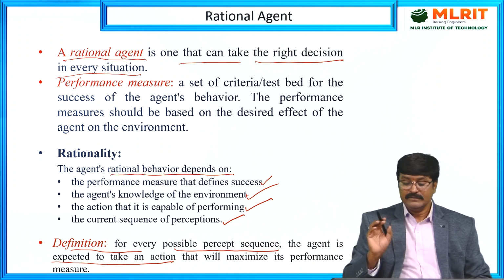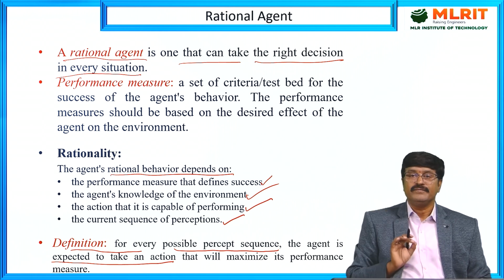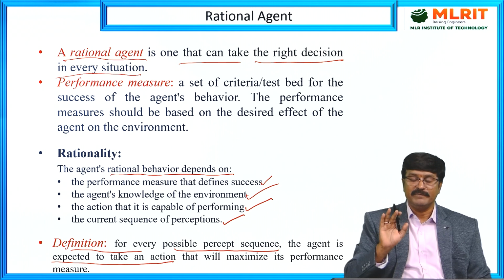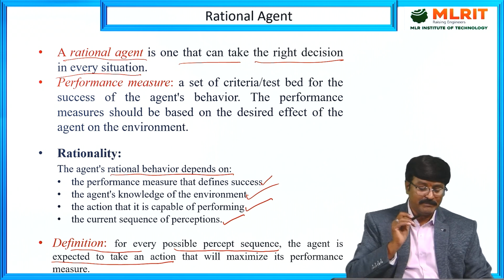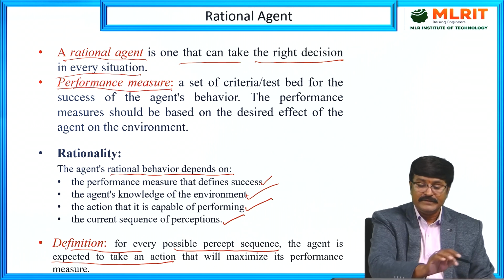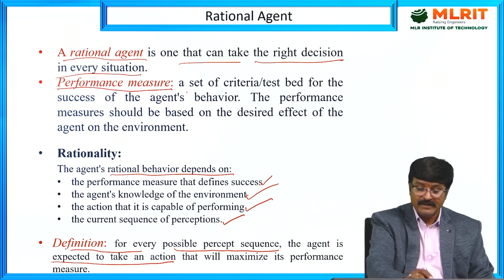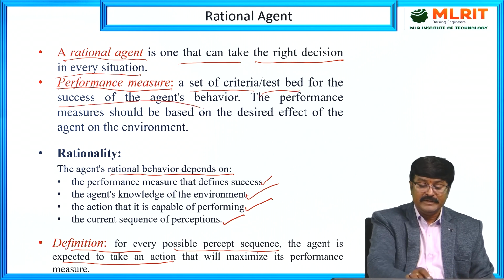action that will maximize its performance measures, to get 100% efficiency and accuracy. That is the main priority. And performance measure here means a set of criteria, or the test bed, for the success of the agent's behavior.